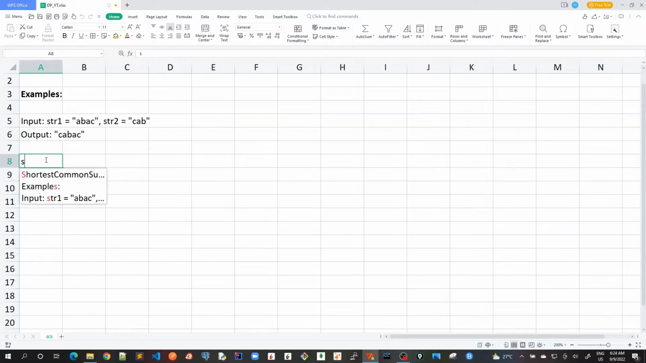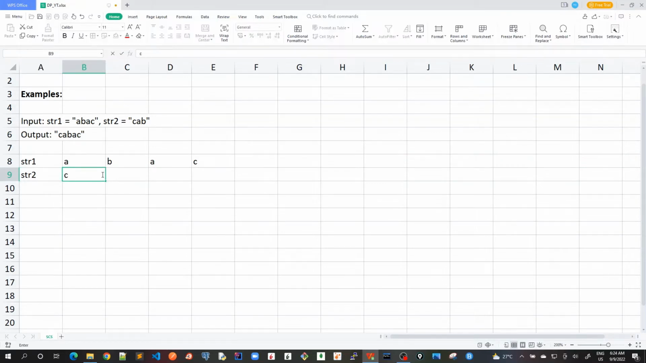So let's start solving this problem, how we can approach this problem and solve it to get the output that we are seeing here. So we have C, A, B.